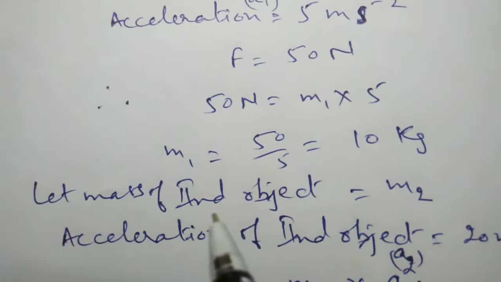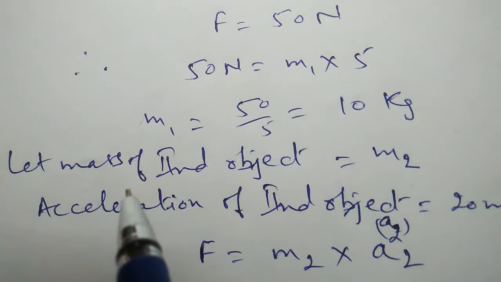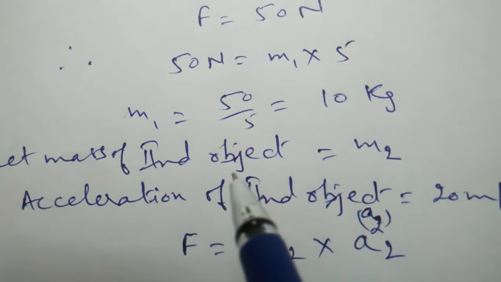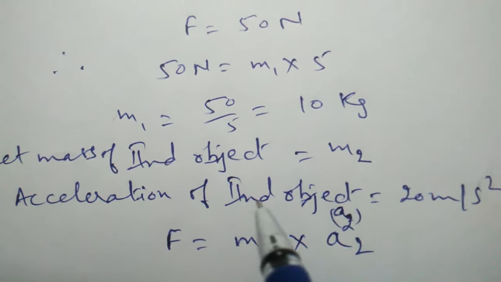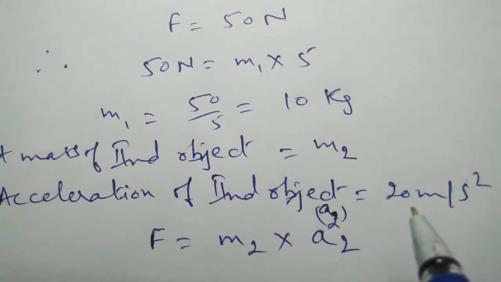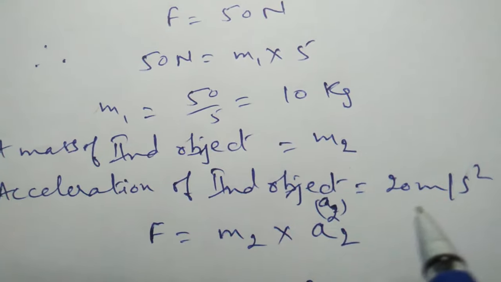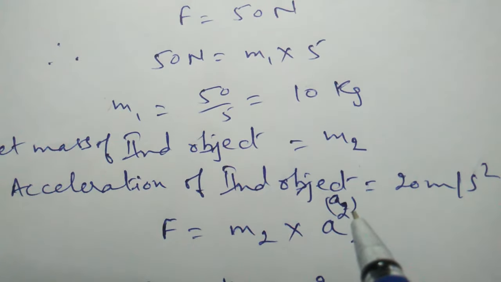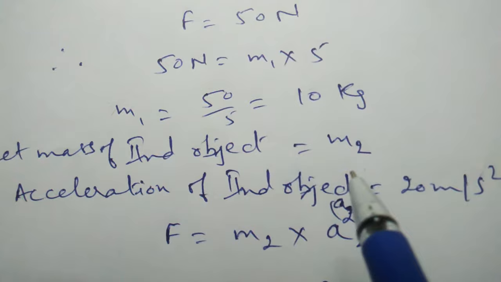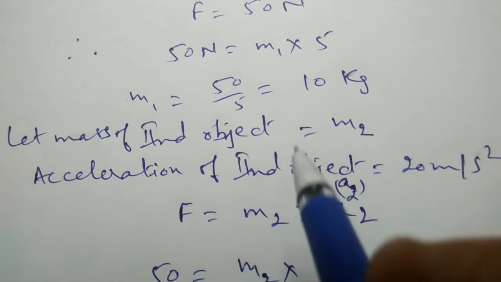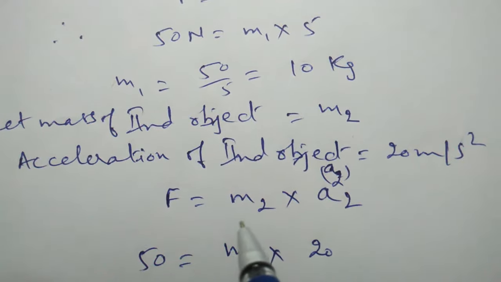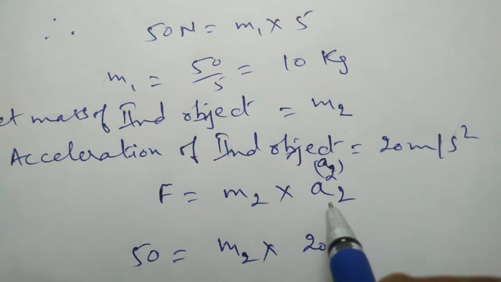Similarly, now we try the same formula on the second object. Let the mass of the second object be m2 and the acceleration of the object which has been given to us is 20 meter per second square, that is a2. a2 is the acceleration of the second object, m2 is the mass of the second object. So applying the same formula, that is force is equal to mass into acceleration.